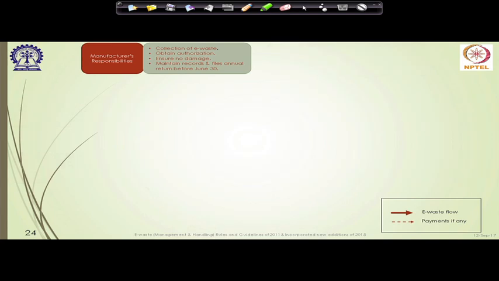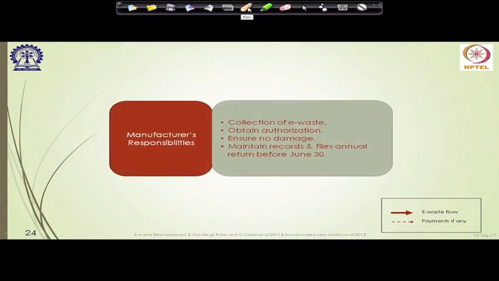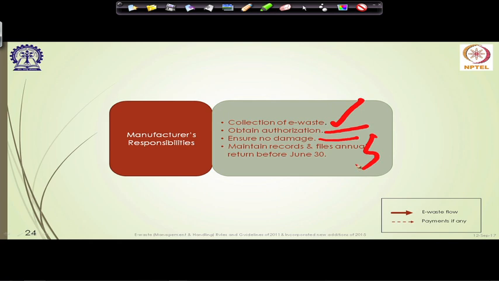Okay, so we start from the manufacturer's responsibility first. The manufacturer's responsibility is to do the collection of e-waste. As per the e-waste management rules and the extended producer responsibility, manufacturers are obligated to take part in the collection of e-waste. They have to obtain authorization, ensure that no damage is there, maintain records and file returns before June 30th. So, manufacturers have been given this role as part of the extended producer responsibility. Whether it is good or bad, and what the shortcomings are, we already talked about that.